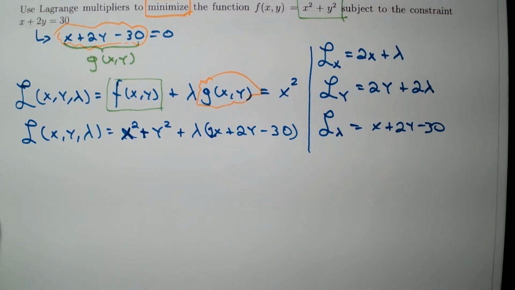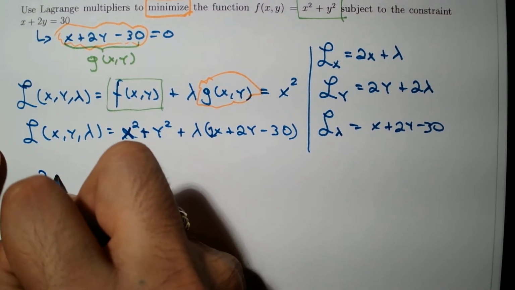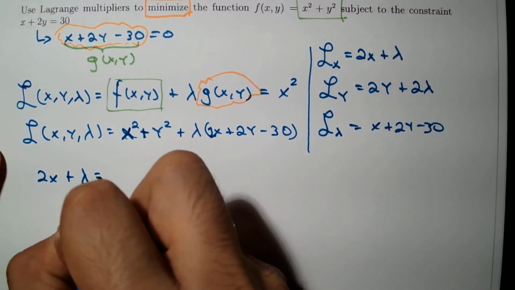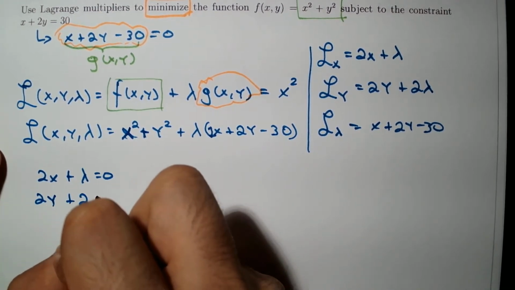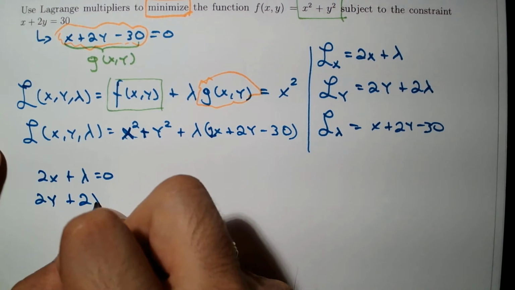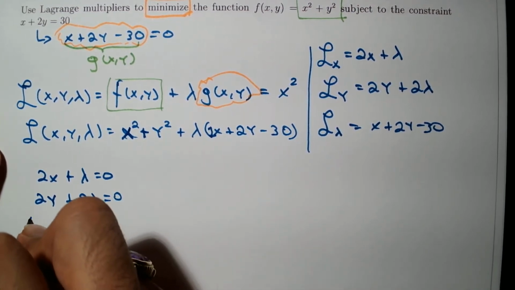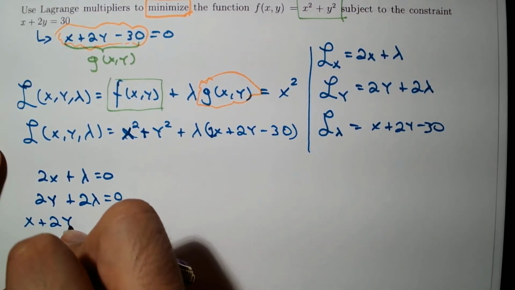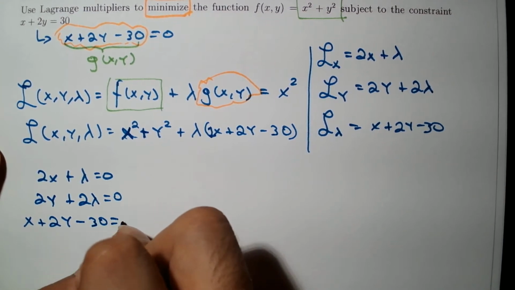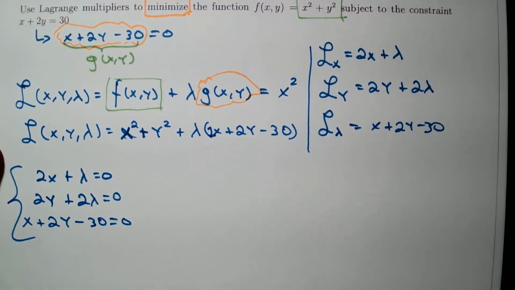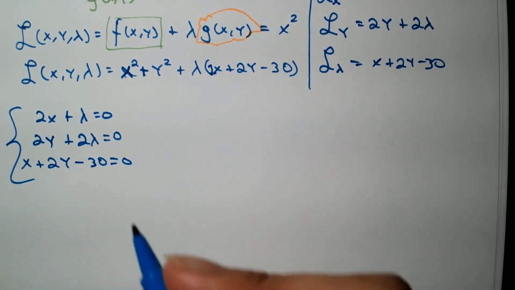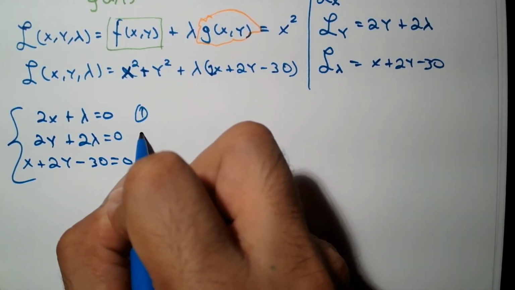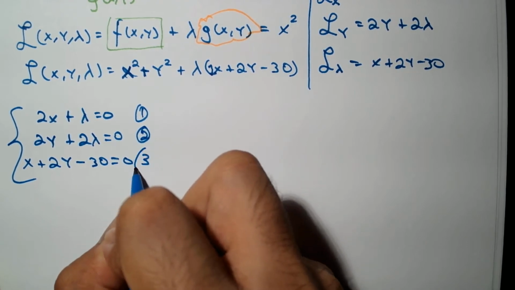So now I'm going to form a system of equations. 2x plus lambda, set it equal to 0. 2y plus 2 lambda, set it equal to 0, and x plus 2y minus 30 equals 0. So that's the system that we create and solve. Also, let's label the equations 1, 2, and 3.